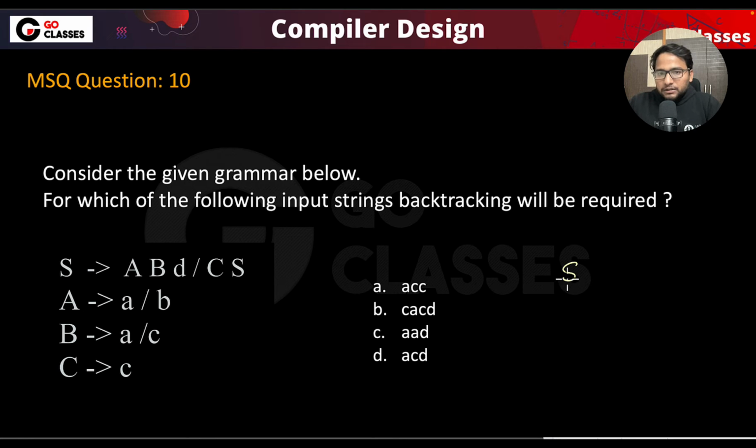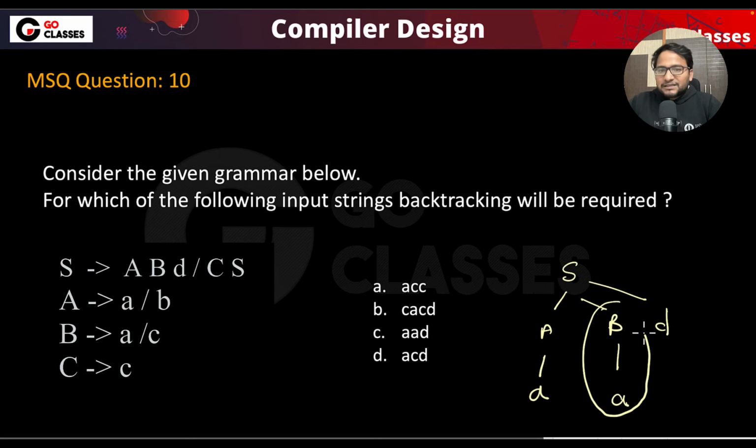Now don't worry about the parser. See, first you will go to capital A, capital B, small d. This capital A will go to small a, that's really good. This capital B will go to small a. So here you need the backtracking at least at this B. And then later on you may need it even at this S, which is fine, but at least one backtracking is needed here. Because this capital A is producing small a, which is fine, but this capital B is producing small a. So this B is a failure, right? So that is why there is a backtracking here, right? So that's why you will say that this is the answer. But since this is MSQ, there may be multiple answers.